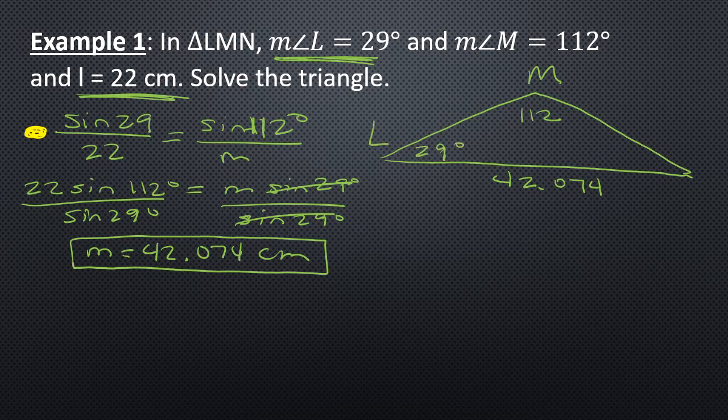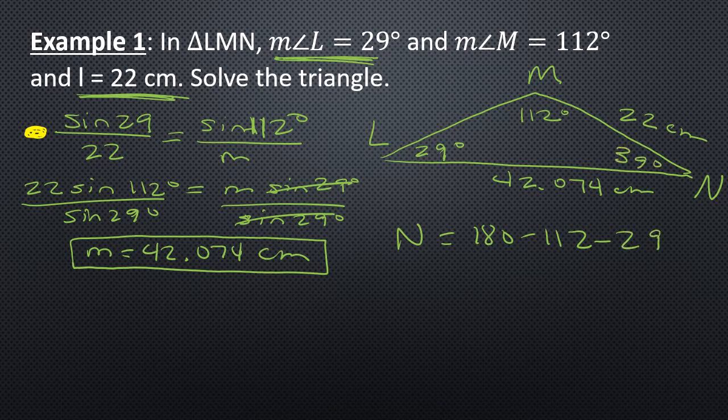Angle L was 29 degrees from the problem, and directly across from that you had 22 centimeters for the side length. And now you need this third angle N. Ironically, this blows people's minds, but the 3 angles of a triangle add up to 180. So you can just do that in your calculator, 180 minus 112 minus 29. I'll do the quick math for you on this one. You actually get 39 degrees. So angle N is 39 degrees.